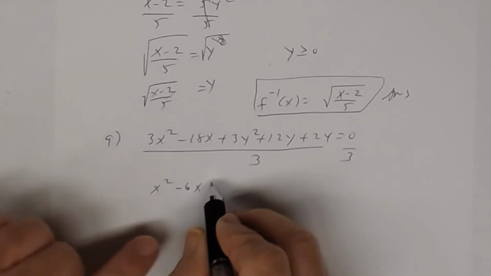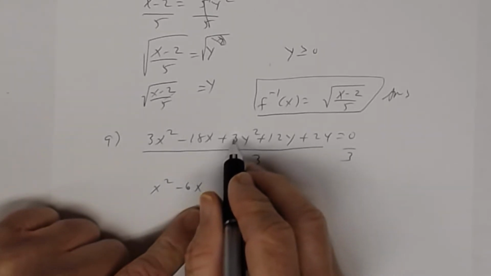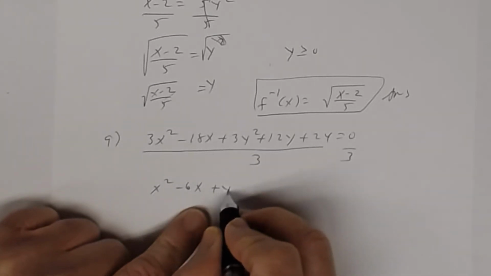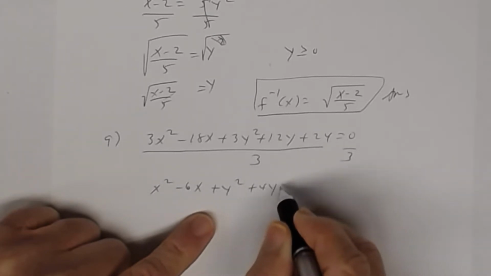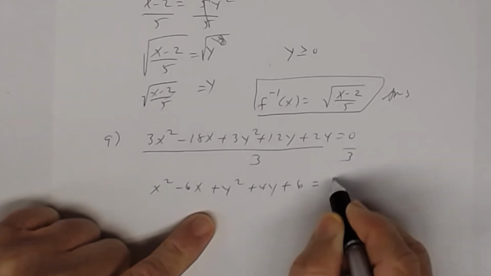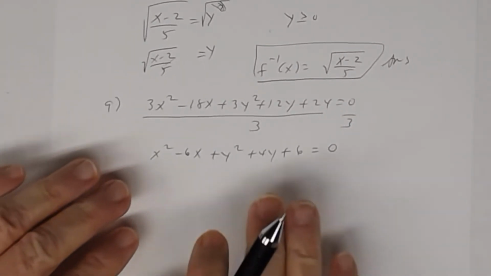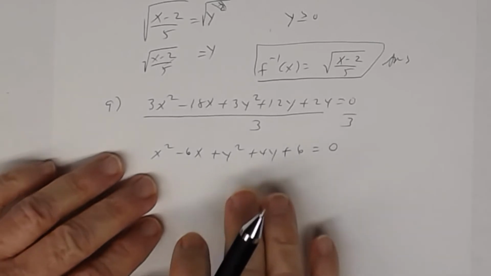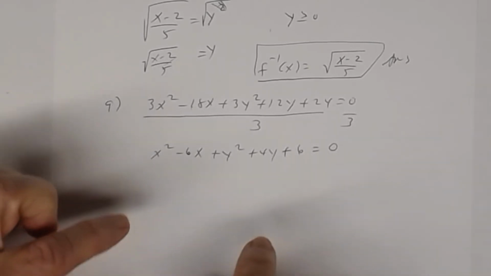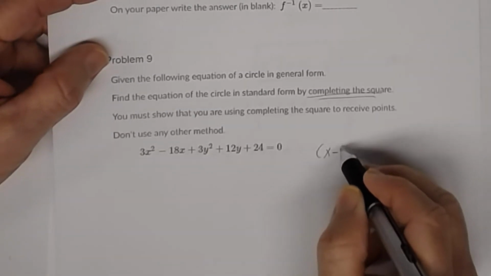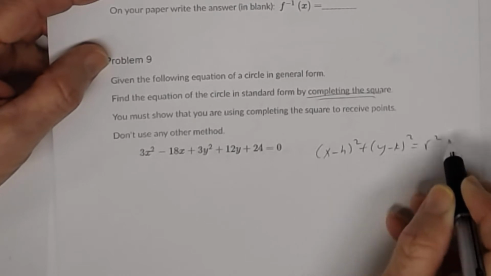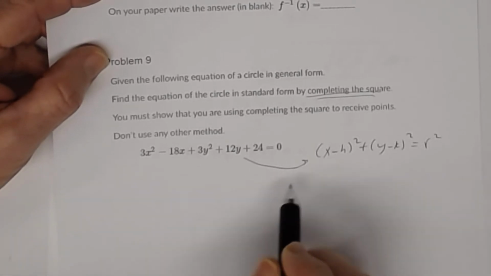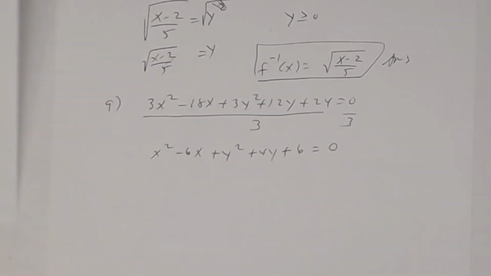And then I'm going to just keep on going. 3y squared divided by 3 is y squared. 12y divided by 3 is 4y. And then 24 divided by 3 is 6, equals, and then 0 divided by 3 is 0. All right, so now we have to complete the square, because I need to put this in that standard form for a circle. Remember, it's (x minus h) squared plus (y minus k) squared equals r squared. So I've got to go from here to here. That's where completing the square comes in.